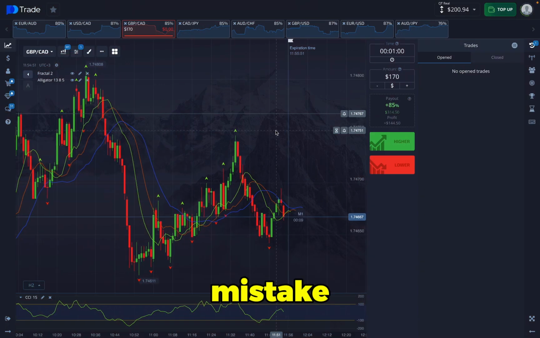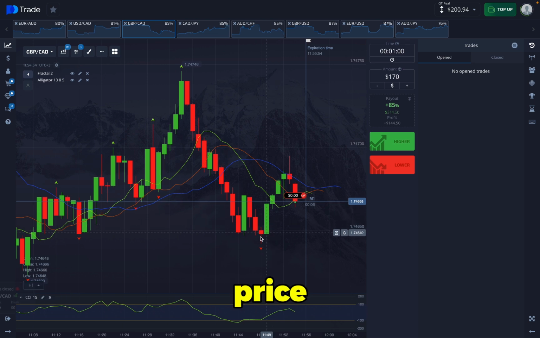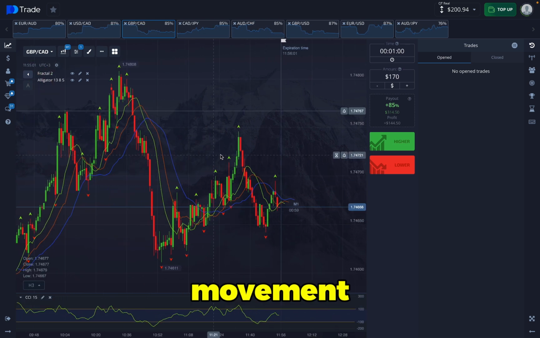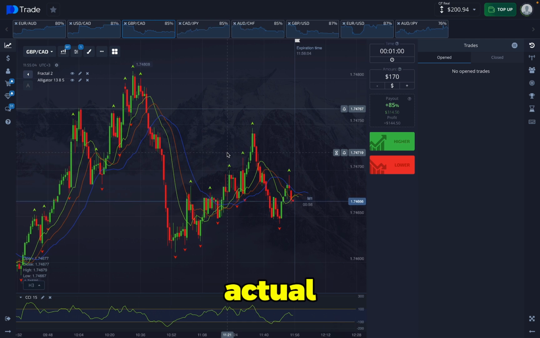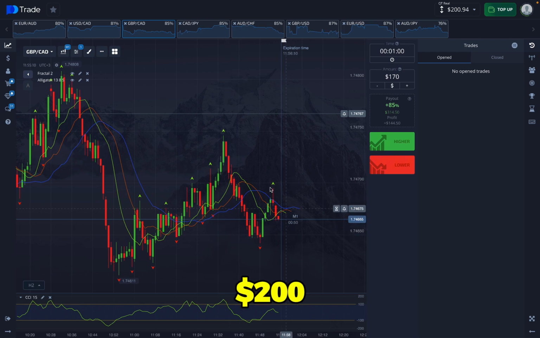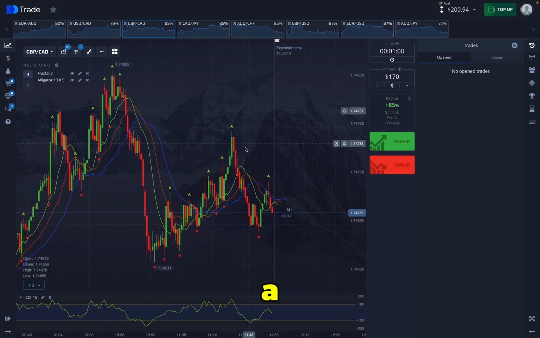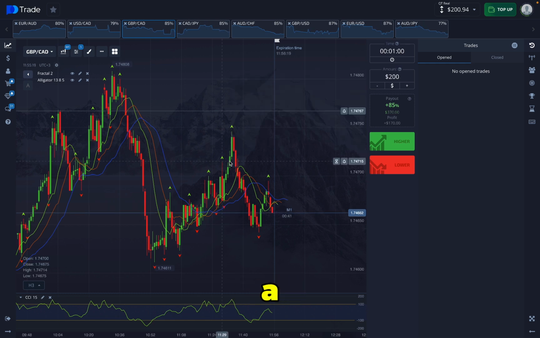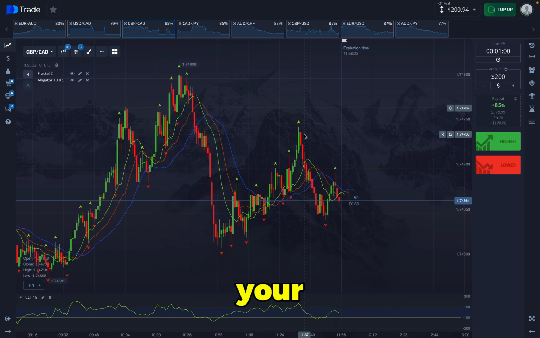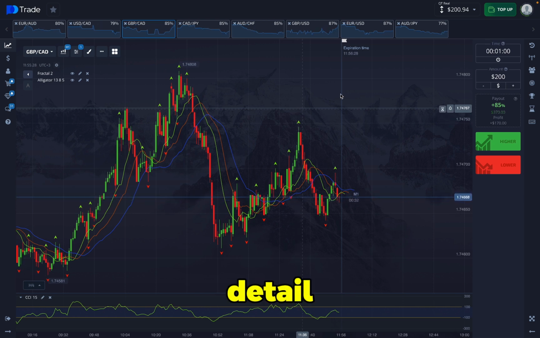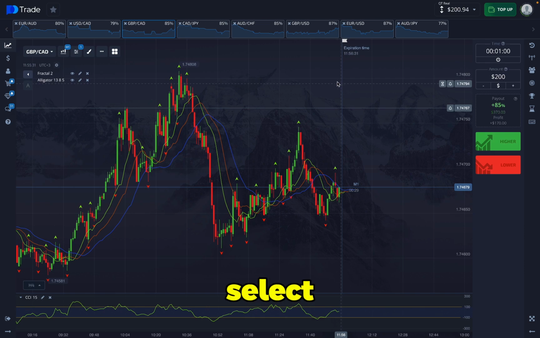Still, I made a bit of a mistake here. Most likely the price pullback in these four green candlesticks has ended and the further dynamics of the movement followed me down again in the actual direction of the trend. Perhaps I have a reversal here. Yes, actually now I will bet $200 per trade. To reach a profit that suits me better, I will need to take a risk and open a deal for the entire amount of my balance. I will try to select the entry of the transaction in more detail. Let's continue, and I will select the next currency pair.